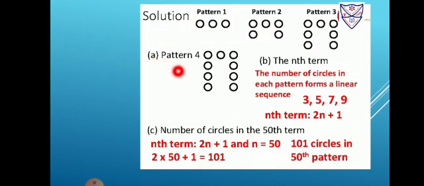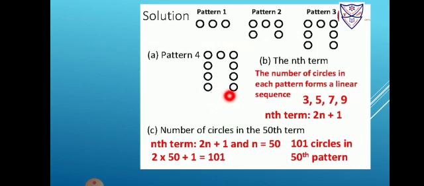Now for pattern 4 also, how many would be the total circles? 9. How do I know? Because in every pattern we are doing plus 2, plus 2. But how are these 9 circles formed? 7 circles of the earlier pattern and below that 2 more circles are added. So this is the total 9 circles. 1, 2, 3, 4, 5, 6, 7, 8, 9. So this is the rule to draw the pattern in these situations.